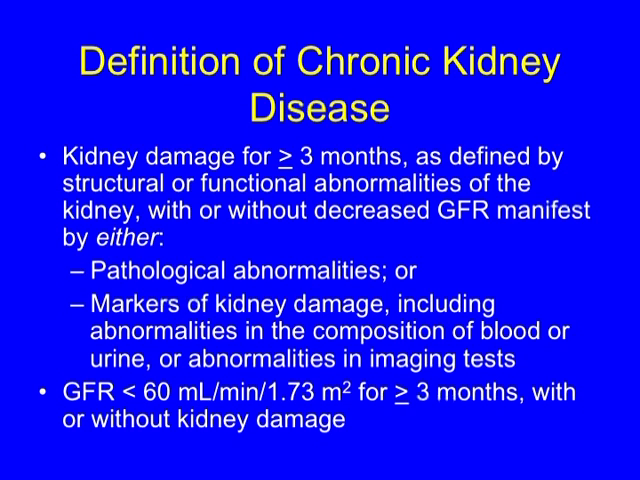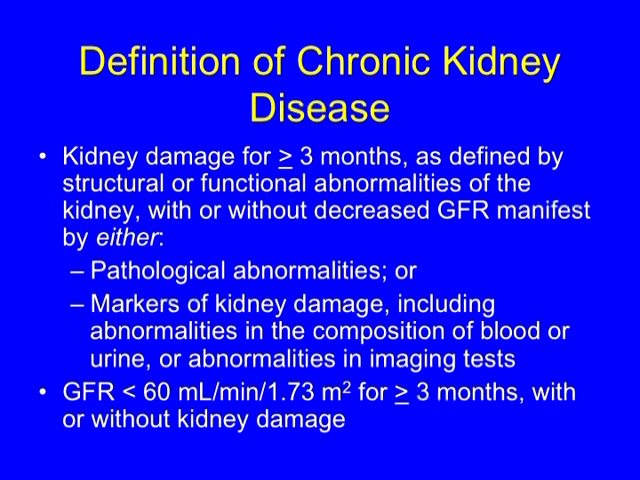So first, we're going to talk about staging and the glomerular filtration rate. So the definition of chronic kidney disease as promulgated by the National Kidney Foundation is kidney damage for greater than or equal to 3 months, defined by structural or functional abnormalities of the kidney, with or without a decrease in the GFR. And these may be manifested by either pathological abnormalities or markers of kidney damage, and these might include abnormalities in composition of blood tests or the urine, or abnormalities in imaging.